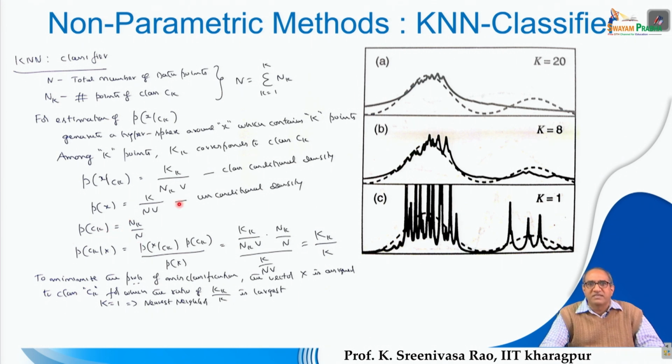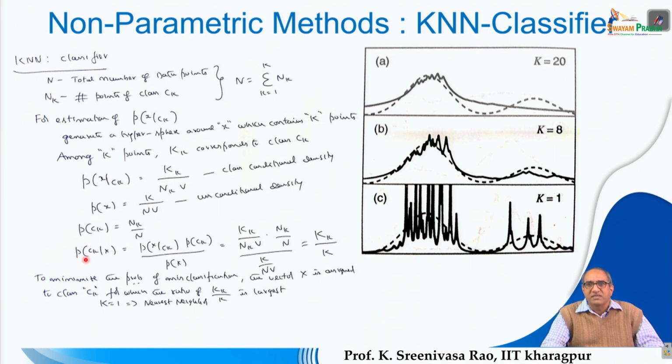By knowing all these individual terms, we can write the posterior probability of Ck given x using Bayes' result: probability of x given Ck into probability of Ck, divided by probability of x. We know all these values from the given estimation, so we can compute them. If we plug in these values, we see that probability of Ck given x is nothing but Kk by K. So, probability of Ck given x is the posterior probability of a class Ck.